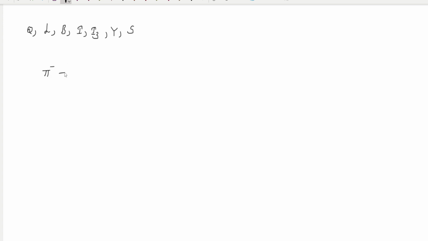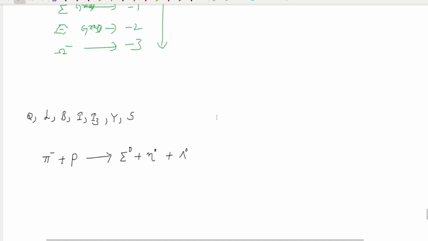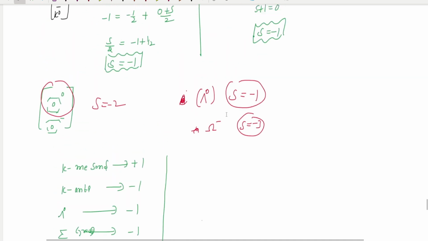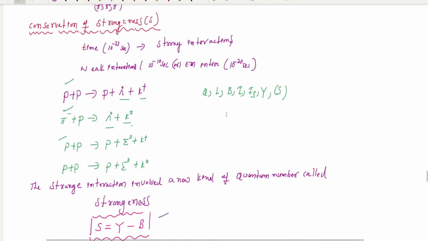π minus plus P tends to η plus Σ. So here we want to find the charge, baryon number, isospin number, and third component of isospin number. For that we need to quickly check the isospin and third component.